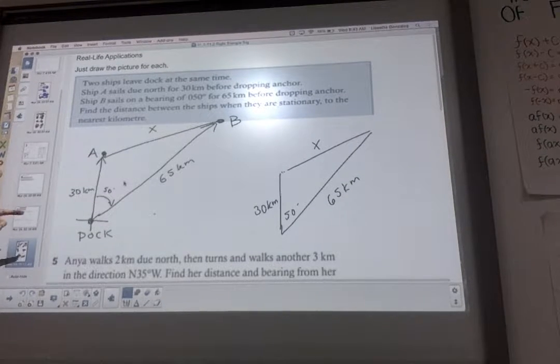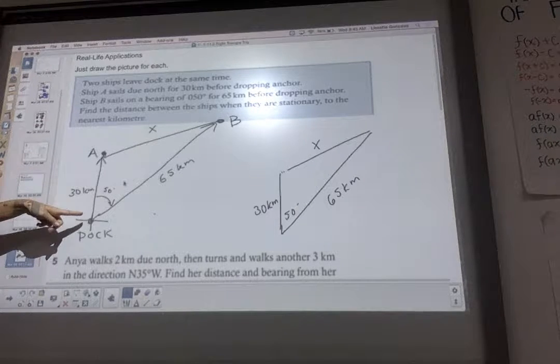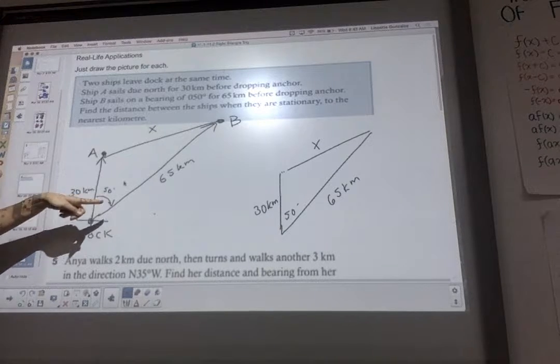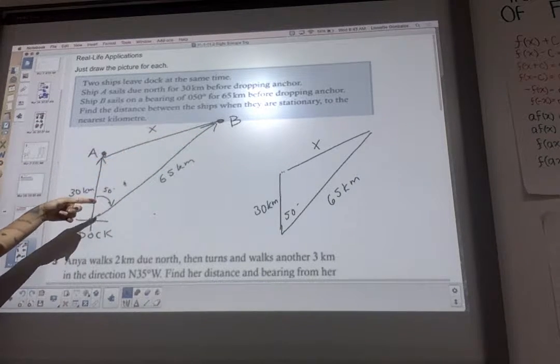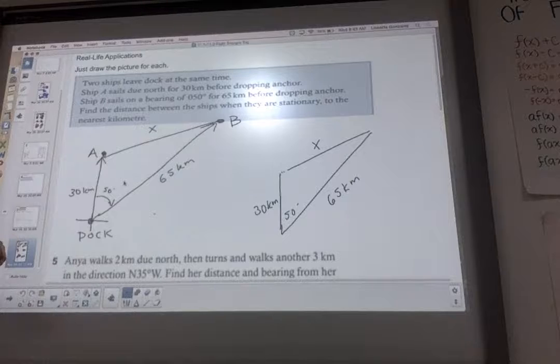So did everybody get this for number 1? Ship A leaves the dock 30 kilometers north before dropping anchor. And then ship B from the dock sails on a bearing of 50 degrees, 65 kilometers before dropping anchor. Find the distance between the ships, X.